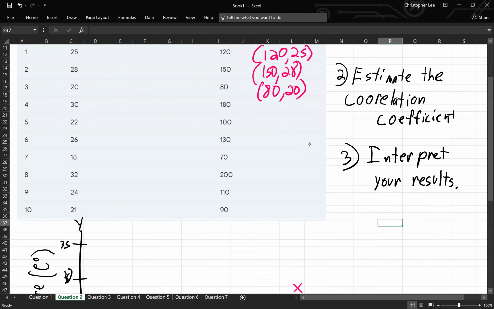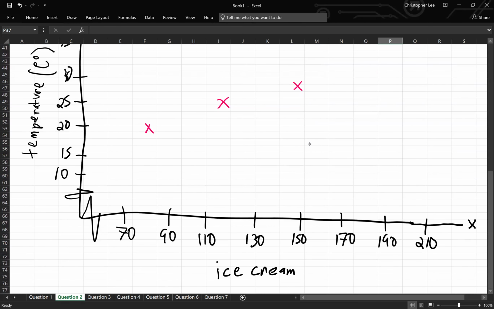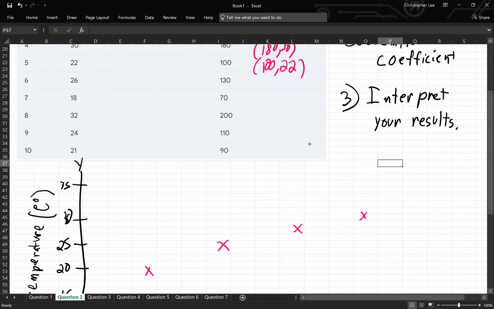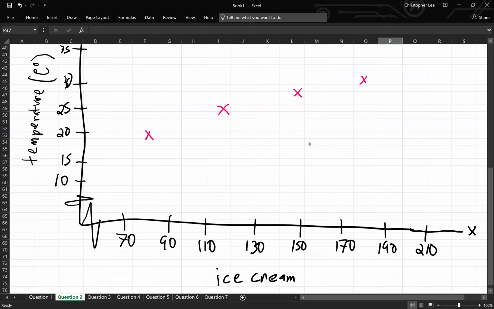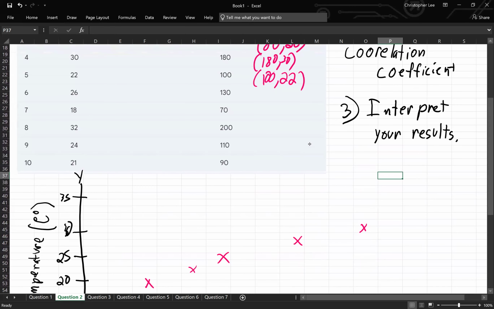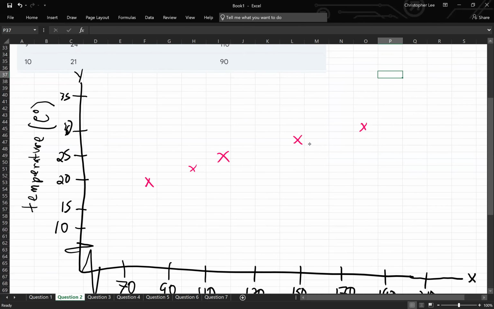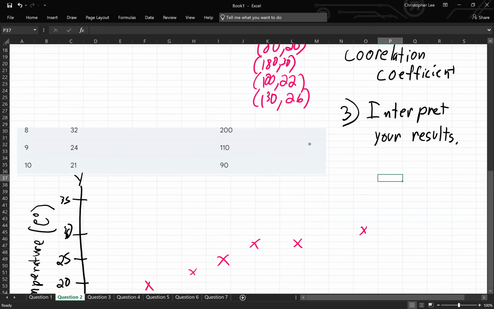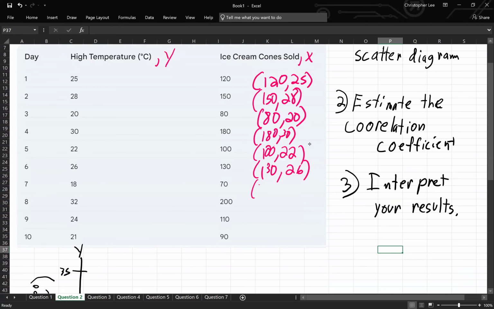And then we got the 180 and 30. All right, let's go 180, 30, somewhere like right here. Then I got 122. Not so bad. 100-ish, 22-ish, somewhere like right there. I got 130, 26. Okay, so 130, 26-ish, somewhere like right there. Then I got a 70 and an 18.